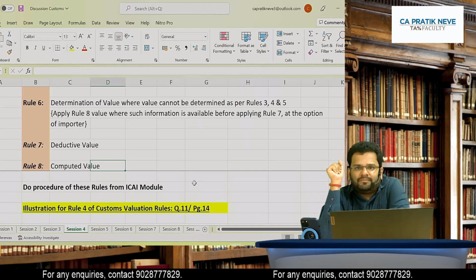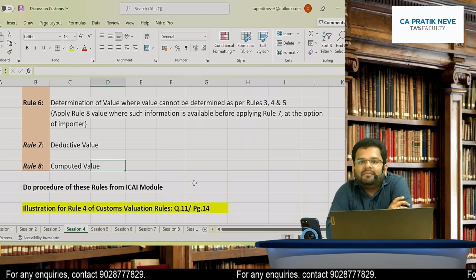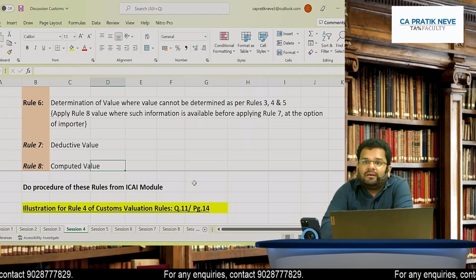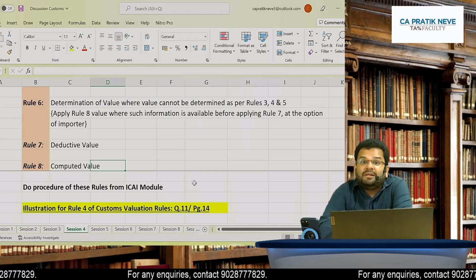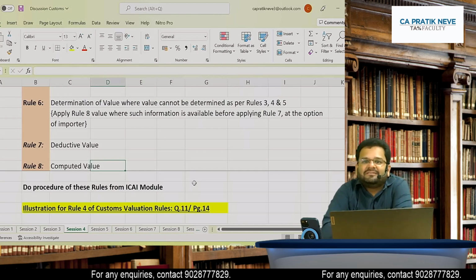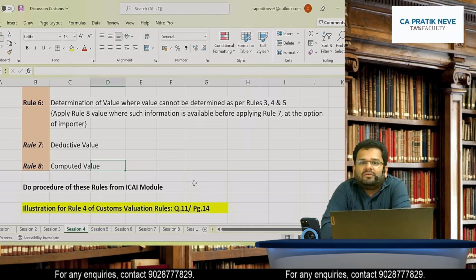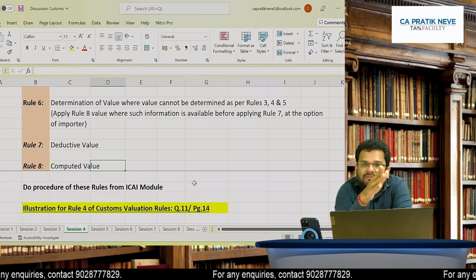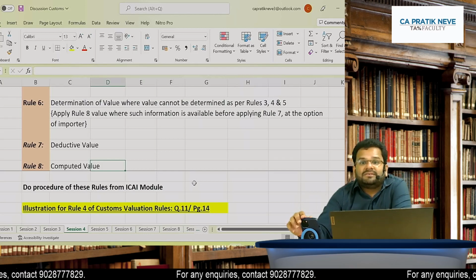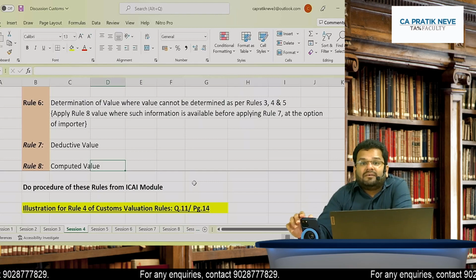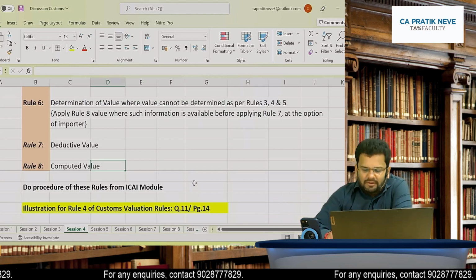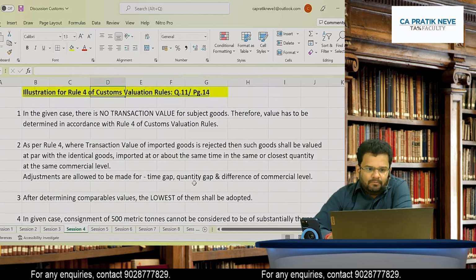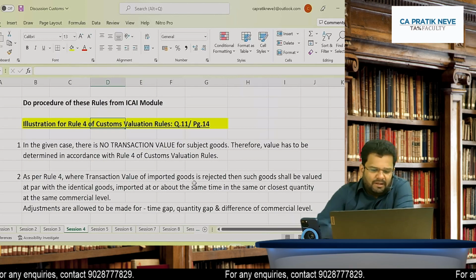That is computed. And deductive means what? Deductive means the goods which I am importing, I don't know its value, but similar goods I am selling in India to end consumers. Yes or no? From those similar goods' final price, if I minus my profit, if I minus import duties, what will I get? I will get assessable value. So that's how it is to be done. See, for example, go to question number 11, page 14.